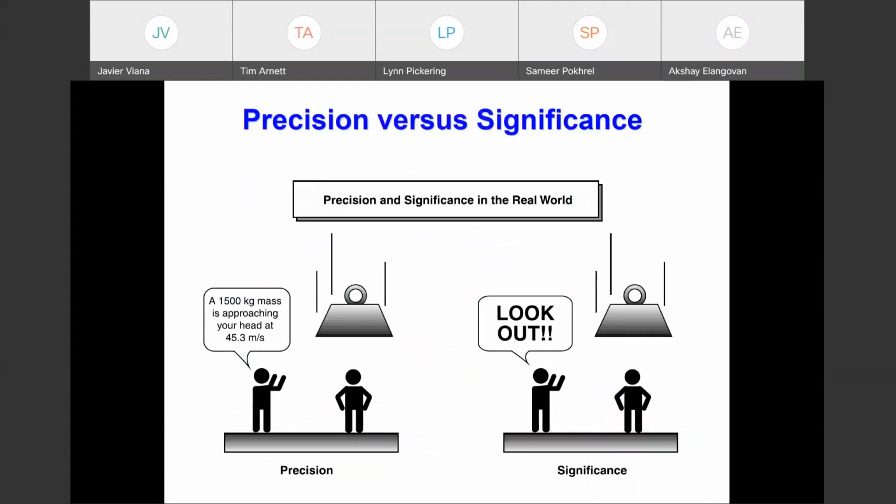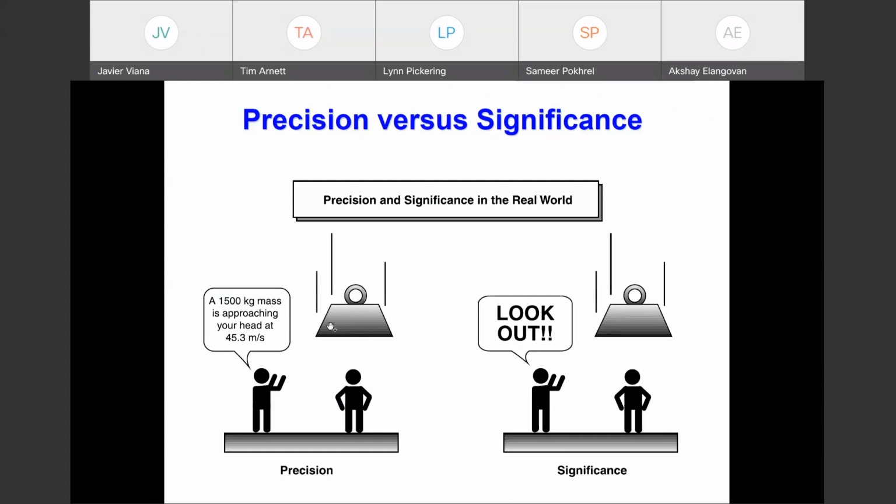So precision versus significance. This is a popular graphic showing this. And this is what we were talking about with fuzzy thinking, which is, if this weight or whatever it is is falling towards a person, and obviously it's going to harm them quite a bit, or if not kill them, and you want to make sure that they have the information they need in order to avoid this situation, you're not going to say, hey, a 1,500 kilogram mass is approaching your head at 45.3 meters per second. That's not that useful. That won't convey the information. I mean, it may convey the information, but it's too precise. It's not adding additional information for them to help them make a decision.